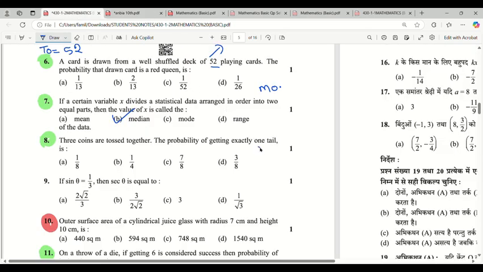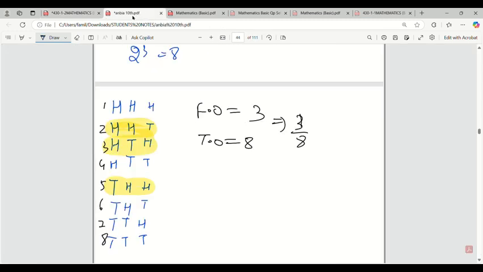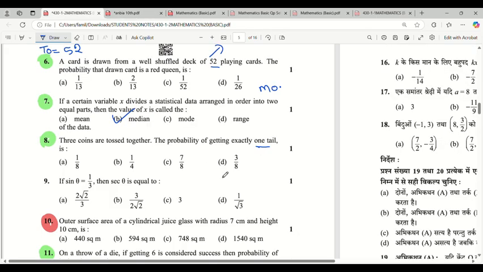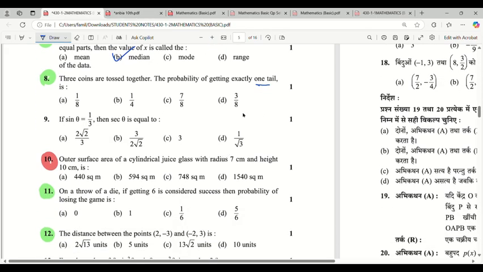What did they ask? Exactly one tail. Means out of this, tail should appear only one time. We should get tail only once. That thing they are asking. Okay, so the answer will be 3 by 8.